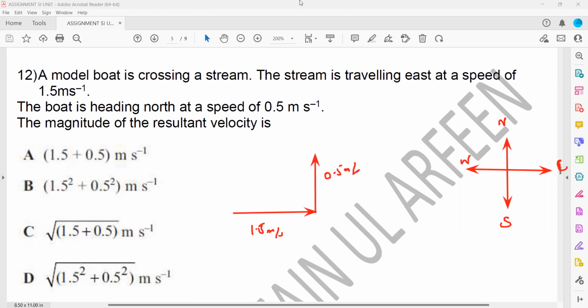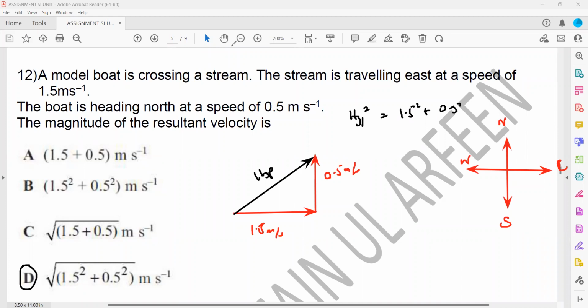We want the magnitude of the resultant. Whenever two vectors are perpendicular, the resultant is always the hypotenuse, like making a right angle triangle. So we'll use the Pythagoras theorem, that hypotenuse square is equal to base square plus perpendicular square. So it will be 1.5 square plus 0.5 square, and then we take a root. That's why D is the right answer.